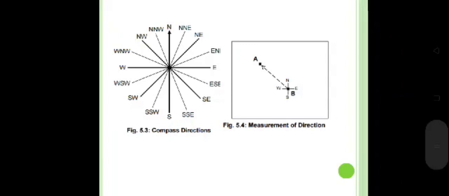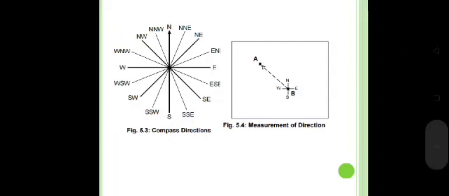As shown in figure 5.3, compass directions, the tertiary directions have three letters, such as WNW west-northwest, NNW north-northwest, and NNE north-northeast. Another example is north-northeast. Now, as shown in the measuring of direction in figure 5.4, we take location B to location A, which is the example.